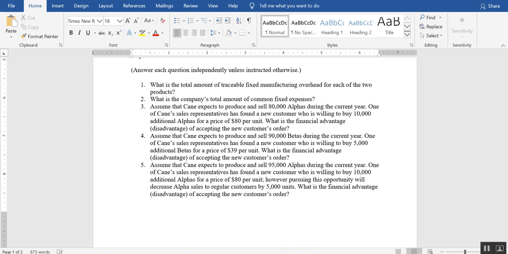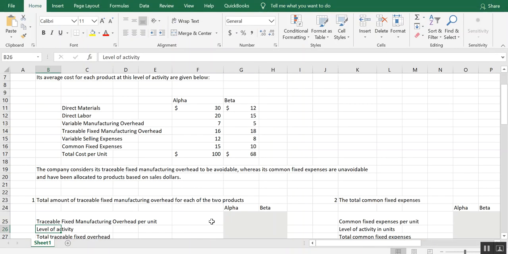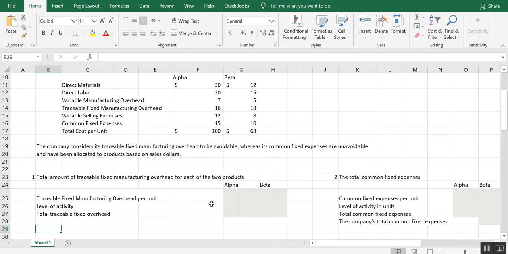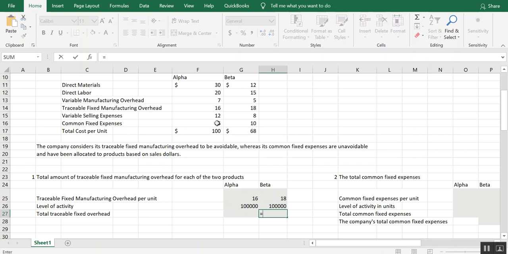Well, in this initial calculation, we're basically going to look at our capacity. What is our capacity? We're going to look at this traceable fixed cost per unit here. We have $16 for alpha, $18 for beta, and 100,000 units is the maximum capacity we have for each. And so we're going to compute this at this level.